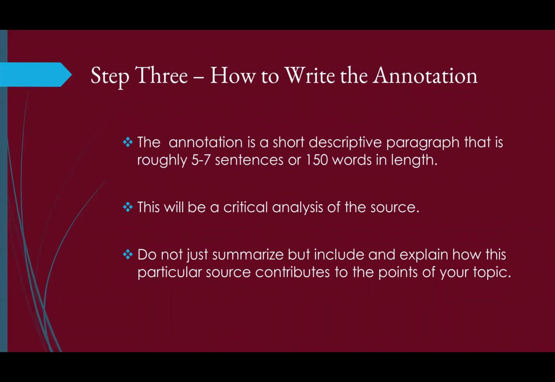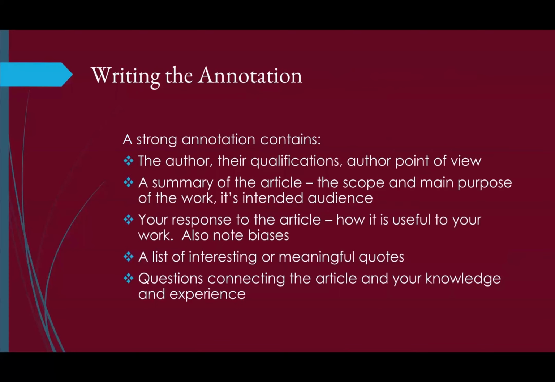Step 3, how to write the annotation itself. Your annotation is going to be a short descriptive paragraph of about 5 sentences. It can include a summary of the article, the scope and main purpose of the work and its intended audience, your response to the article, how it is useful to your work, and what biases the author has, a list of interesting or meaningful quotes, and questions connecting the article and your knowledge and experience.